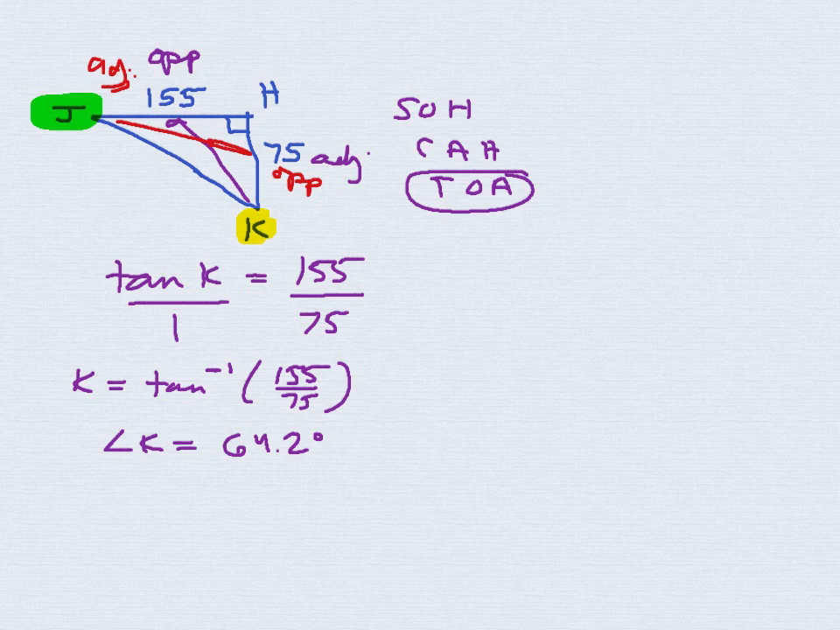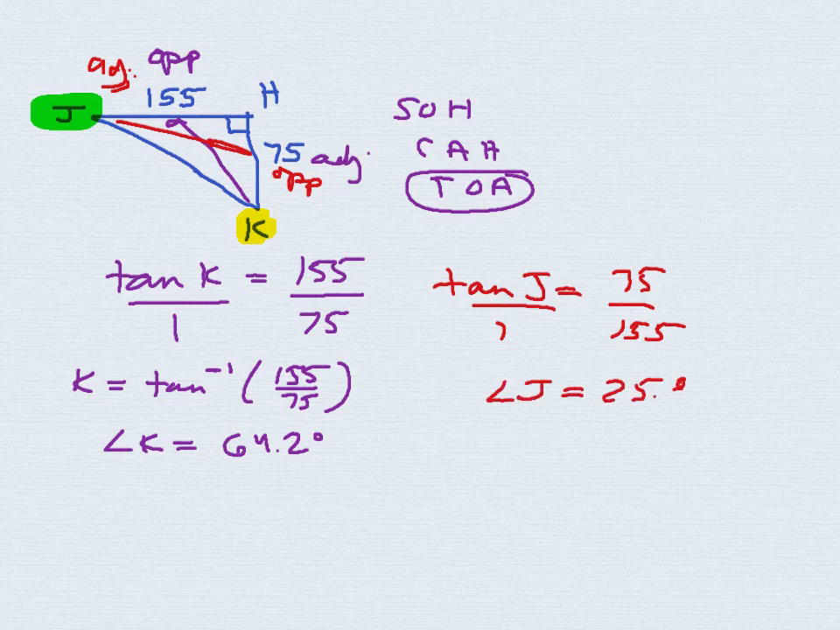The tan of J equals 75 over 155. So do the second function of 75 divided by 155, and angle J will work out to be 25.8 degrees. And of course they had to give you 90. So you know you're on the right track.